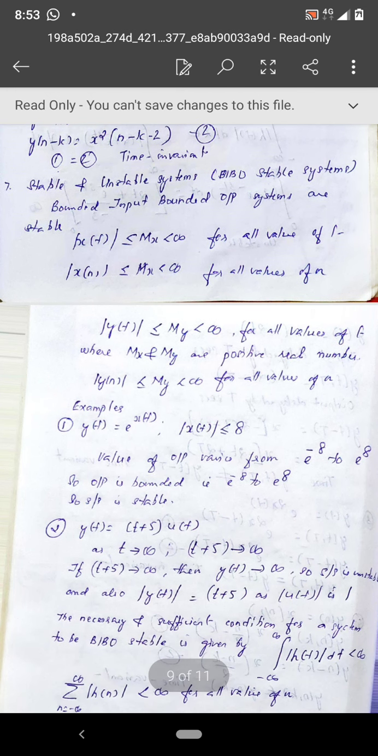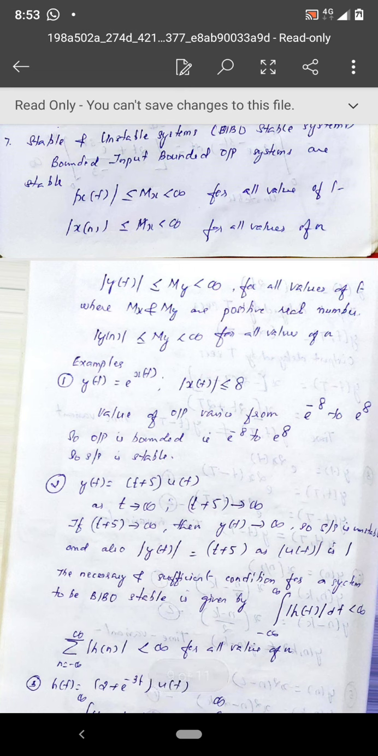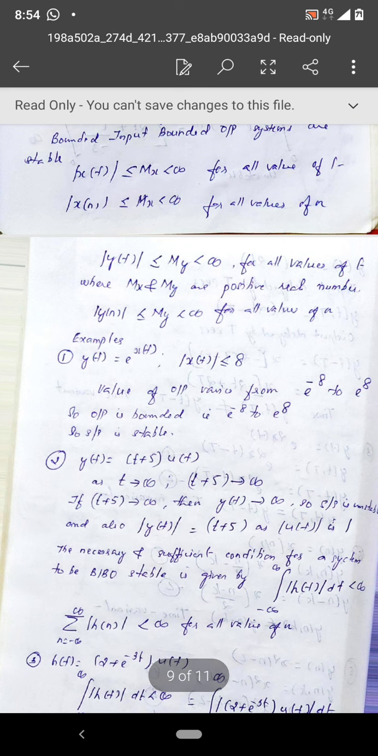Now we will see a few examples. That is, y of t is equal to e raised to x of t, and the range of x of t is given, that is, mod of x of t is less than or equal to 8. Mod of x of t, in the sense that x of t can accept negative as well as positive values. So e raised to x of t will become e raised to minus 8 to e raised to 8. So the output will be within the range e raised to minus 8 to e raised to 8.